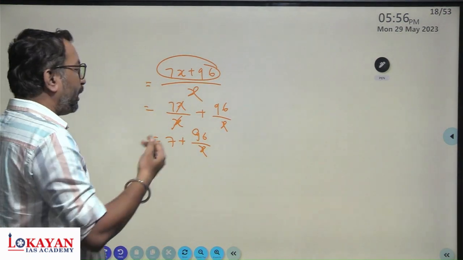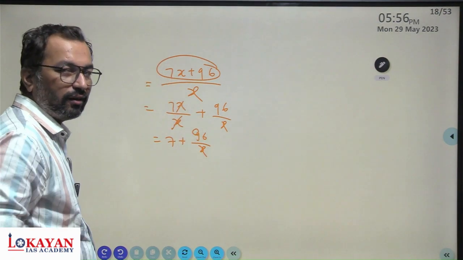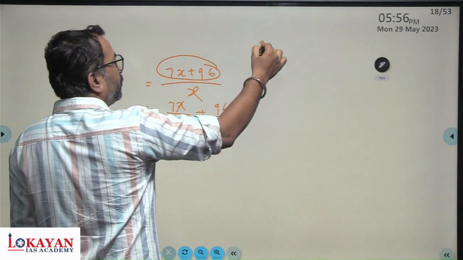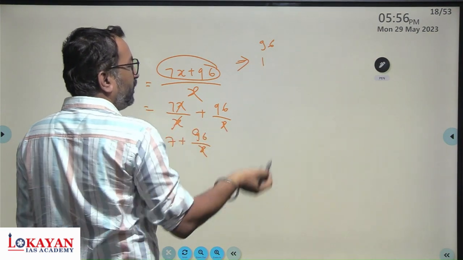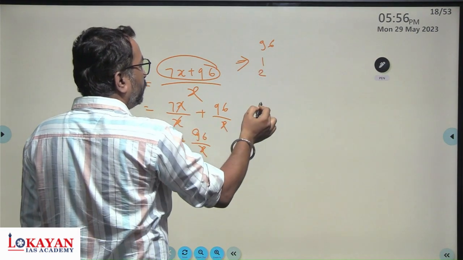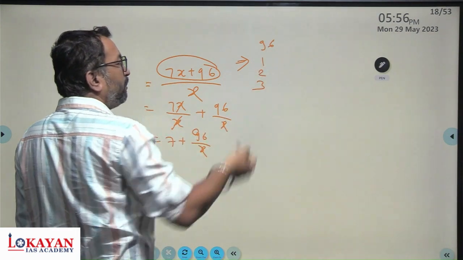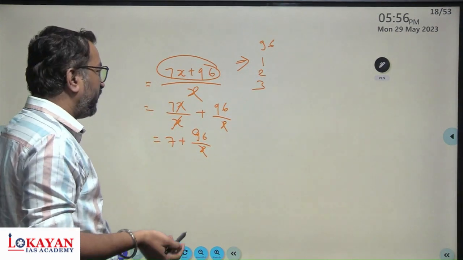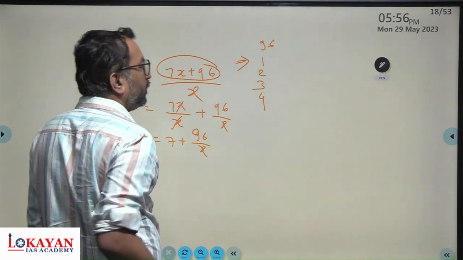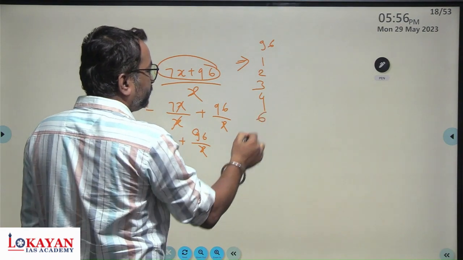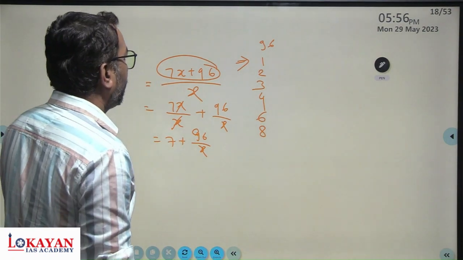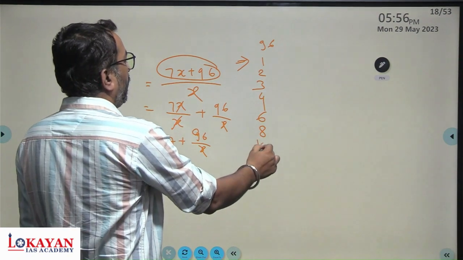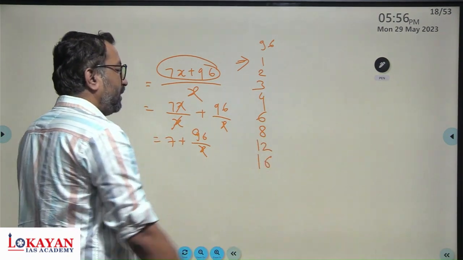Let's check. That means we have to find factors of 96. How many factors of 96 are there? 1, 1 is a factor always. 2, 3, because 9 plus 6 is 15, so it is divisible by 3. 4, 6, 8, 12, 16.